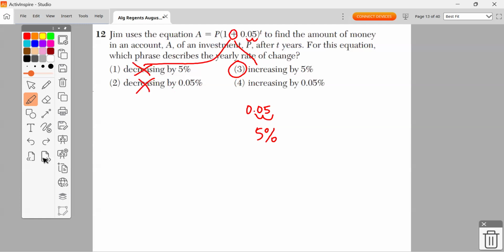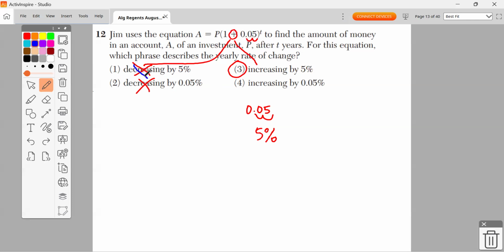In question number 12, Jim uses the equation A equals P times 1 plus 0.05 to the T power to find the amount of money in account A of an investment P after T years. For this equation, which phrase describes the yearly rate of change? Well, right away, I want to get rid of 2 choices. I see a 1 plus a rate in the middle. That plus a rate means that it is increasing.